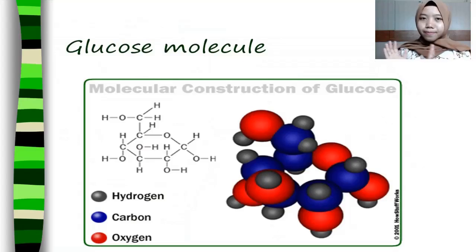This is the molecular construction of glucose. Glucose molecule. There is hydrogen, carbon, and oxygen.